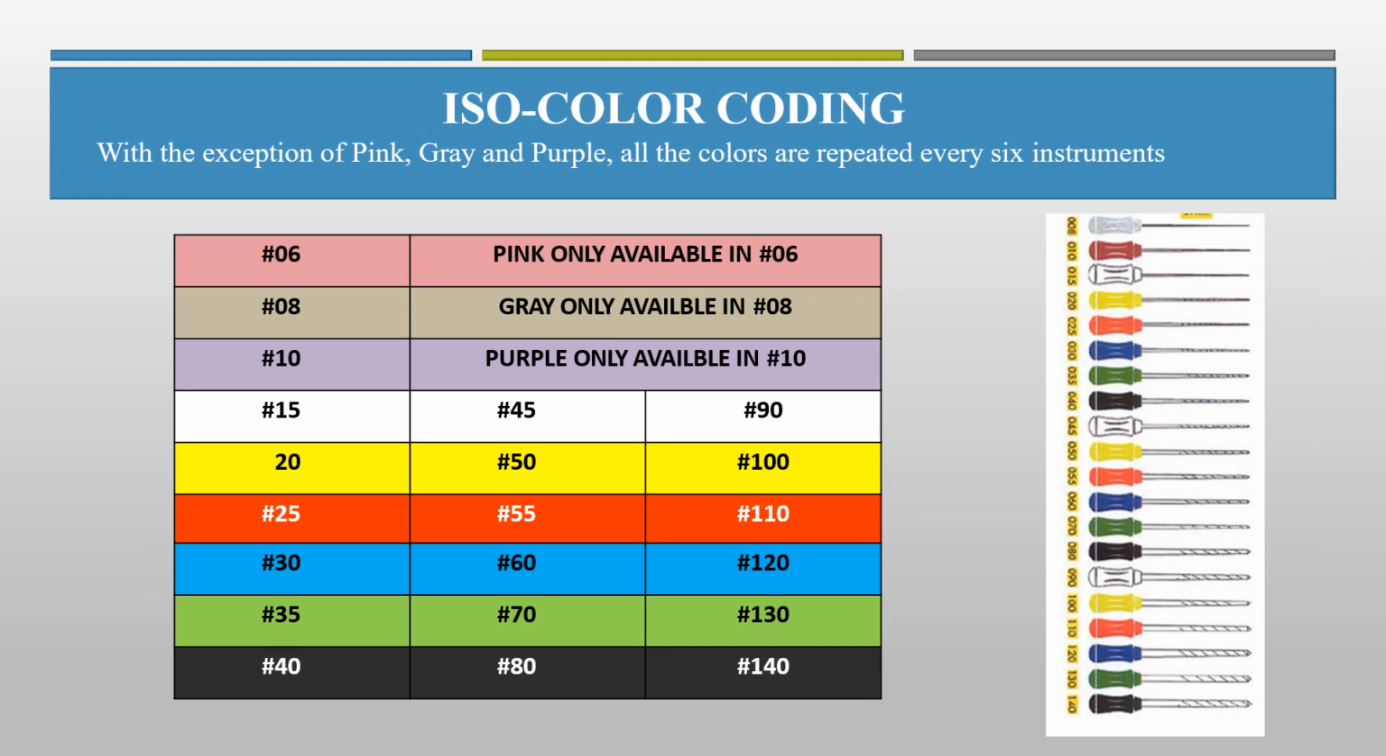Now coming to the ISO color coding, with the exception of pink, gray and purple, the colors are usually repeated for every 6 instruments. For example, 6 is pink, 8 is gray and 10 is purple. With the exception of this, white, yellow, red, blue, green and black are the colors which are repeated for every 6 instruments. For instance, 15 is white, 20 is yellow, 25 is red, 30 is blue, 35 is green and 40 is black. The same is repeated for the next 6 instruments, like 45 is white, 50 is yellow, 55 is red, 60 is blue, 70 is green and 80 is black. So that extends up to the file size of 140.